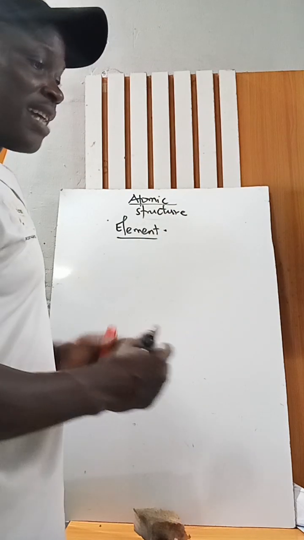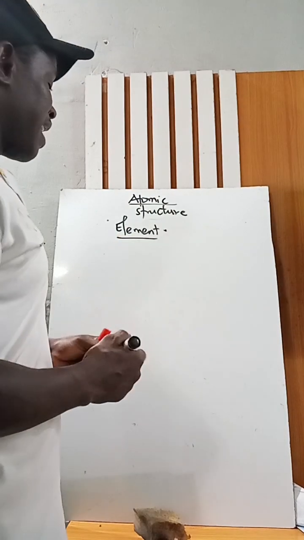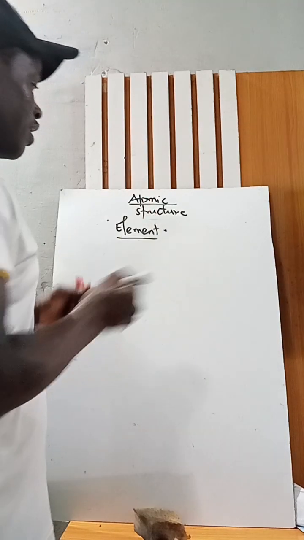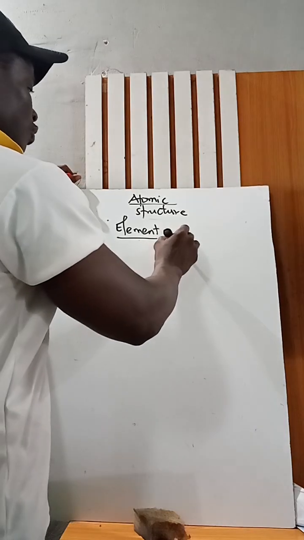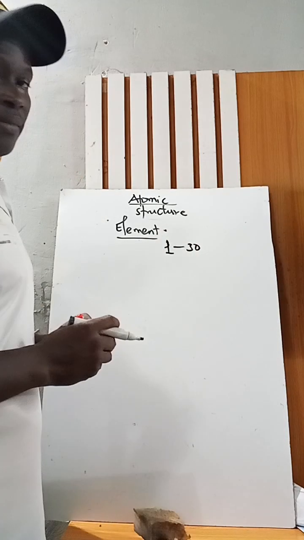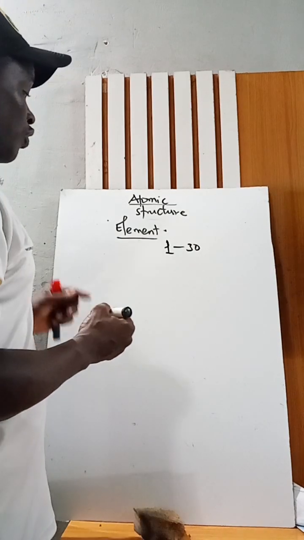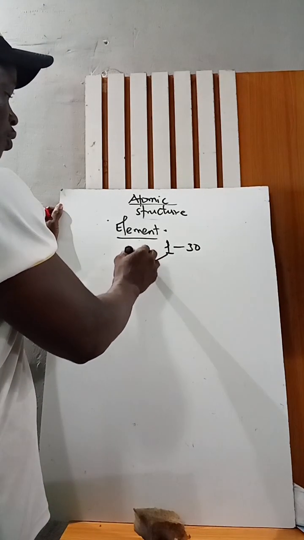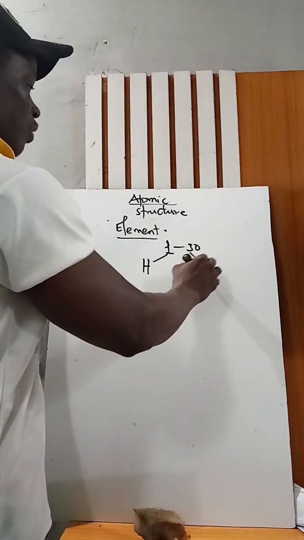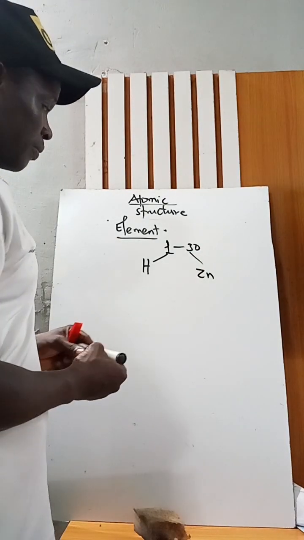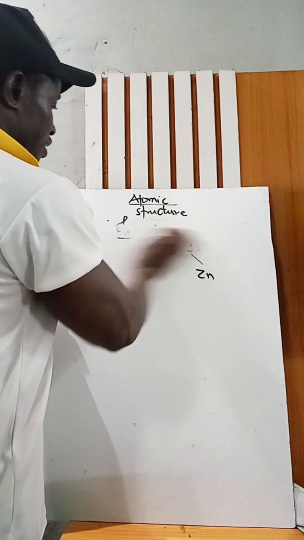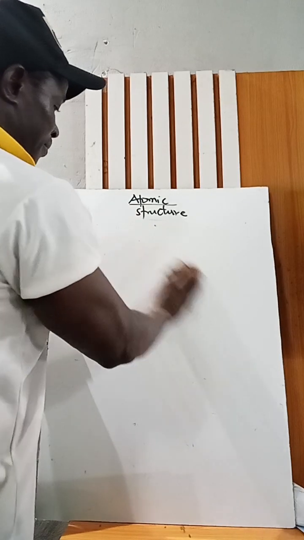As a chemistry student that is just starting, how many elements should you know? You must know 1 to 30 elements. What do you mean? You must know hydrogen all the way to zinc. So I'm going to do justice to that right away.